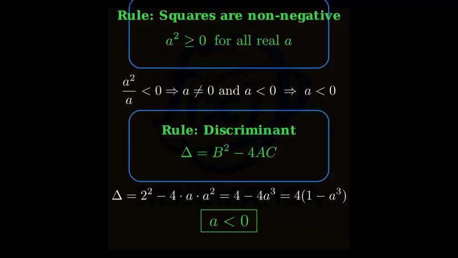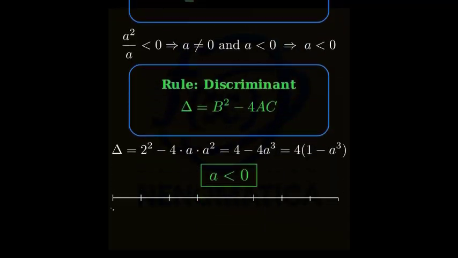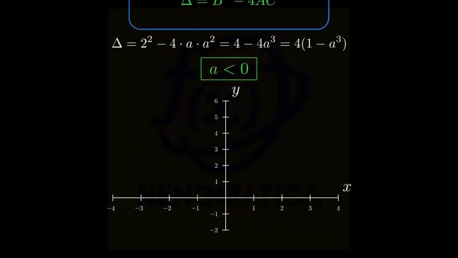For intuition, let us visualize one example with a equals -1. The function becomes negative x squared plus 2x plus 1. Because a is negative, the parabola opens downward. It crosses the x-axis at 2 points with opposite signs.